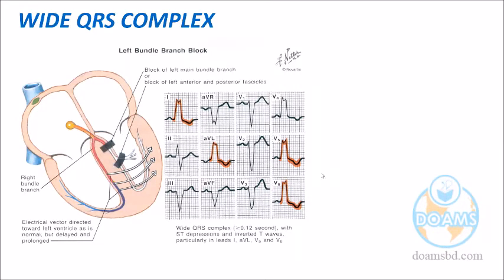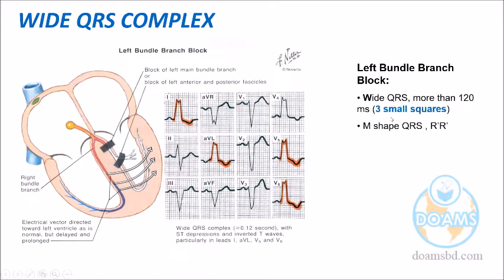So this is left bundle branch block. Okay. Left bundle branch block. So the characteristics are here. Again, it is wider than 3 small squares. M-shaped QRS, RSR pattern or RR pattern.